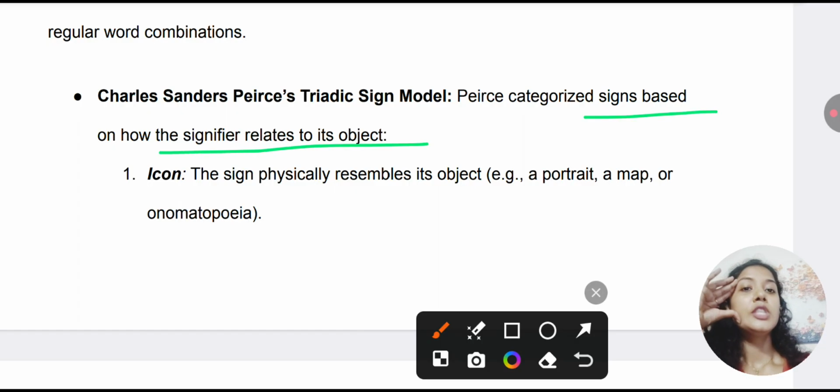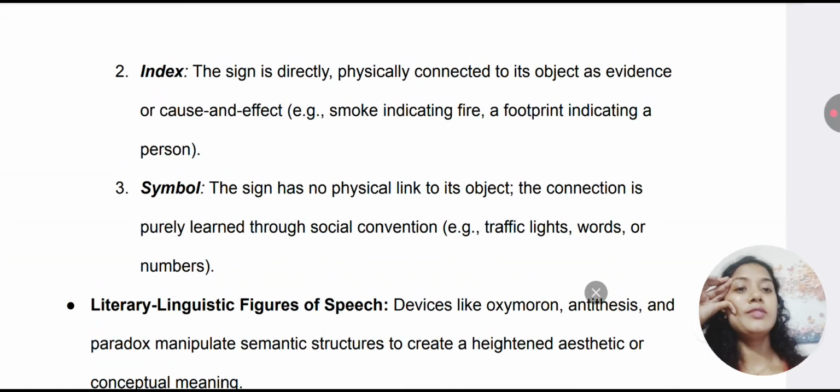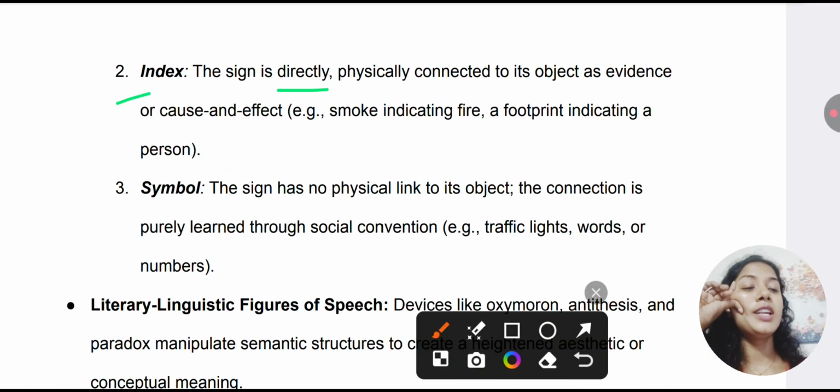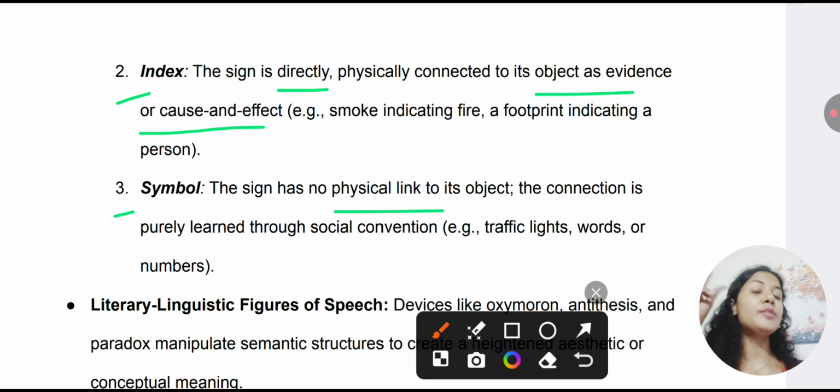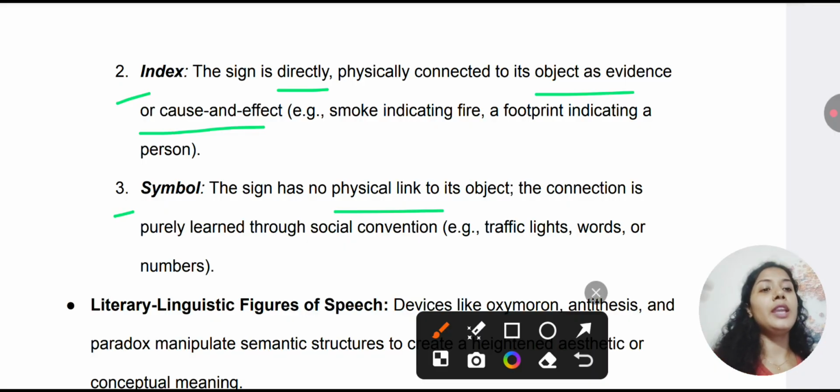Okay, so icon: the sign physically resembles its object, like a portrait, a map or onomatopoeia. Index, very important: the sign is directly physically connected to its object, as evidence or cause and effect. Symbol: the sign has no physical link to its object and the connection is purely learned through social convention. Like traffic lights that we see, red, green, yellow, so we just understood by watching those symbols while walking or going on the road by car.